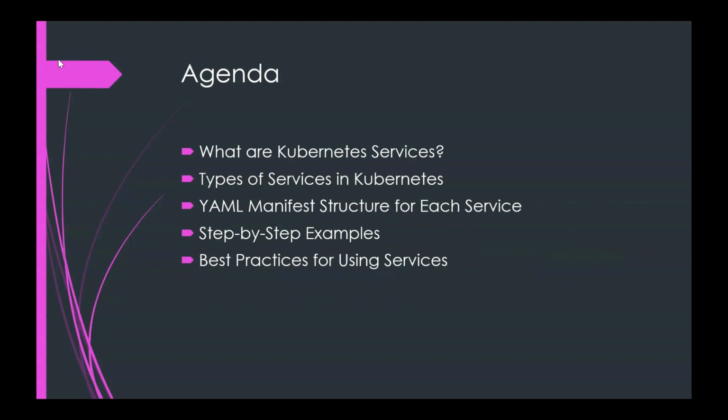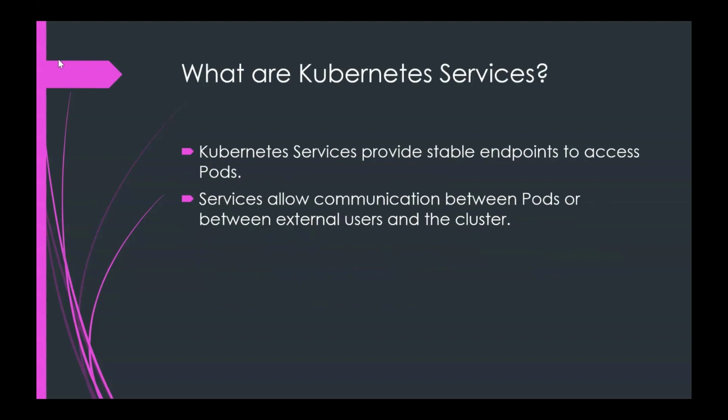We will be discussing Kubernetes services and the types of services in Kubernetes in brief. We'll be seeing the YAML manifest structure for each of the services along with step-by-step examples. So let's start by explaining the Kubernetes service. A Kubernetes service provides stable endpoints to access the pods. A service allows communication between pods or between external users and the cluster.